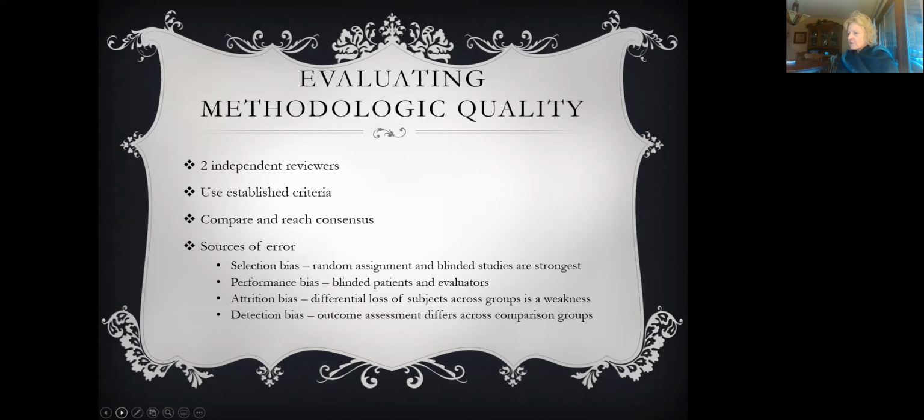Attrition bias, differential loss of subjects across groups, is a weakness that you have to acknowledge. So even if they have great outcomes, if you lost half of the control group, you don't really know what happened. And then detection bias, the outcomes assessment differed across the comparison groups. So that would be a problem as well.